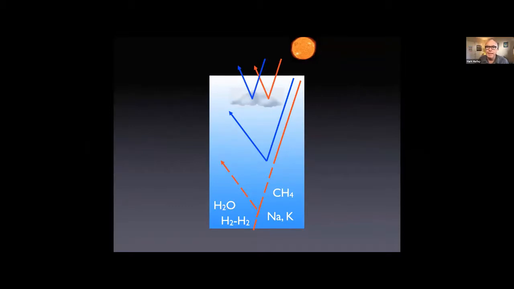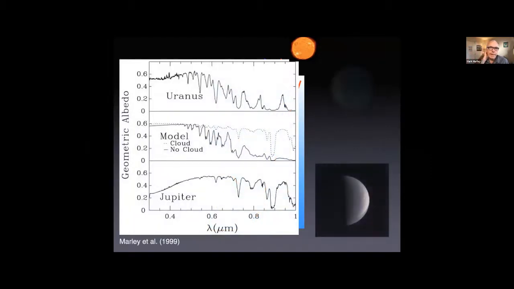If you put a cloud in that scatters well at high altitudes, then you have a flatter spectrum. And so if you just think about the planets in terms of whether or not there's a bright cloud, a lot of the difference between Uranus at the top and Jupiter at the bottom really just comes down to the fact that Jupiter has a nice bright cloud that we're seeing the methane absorption features against.